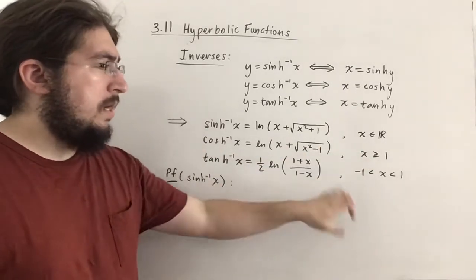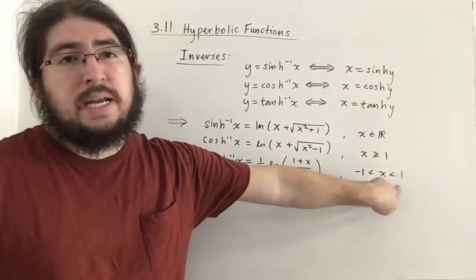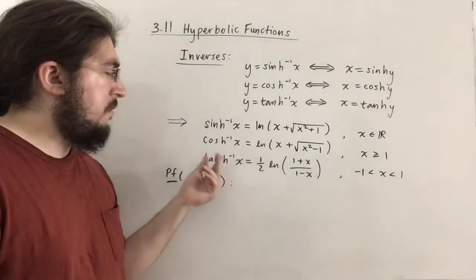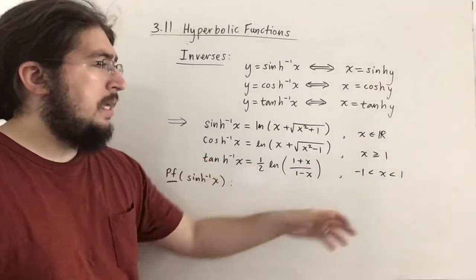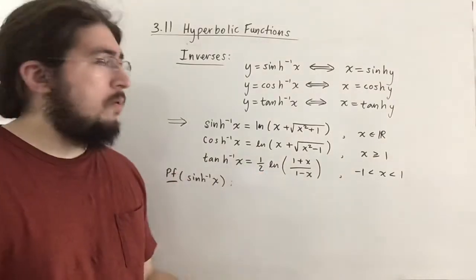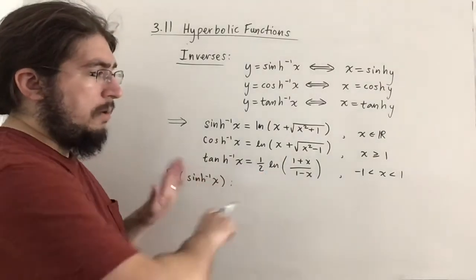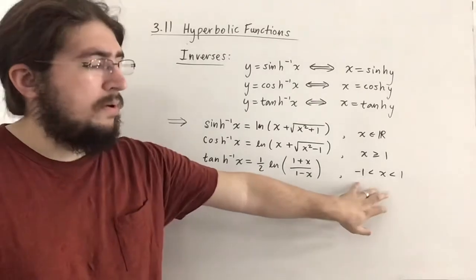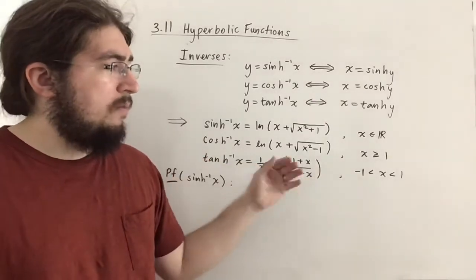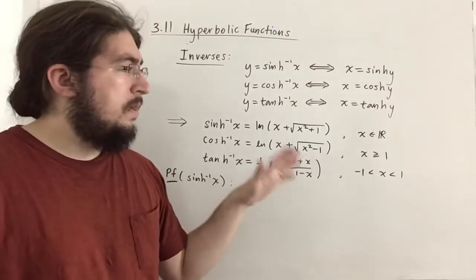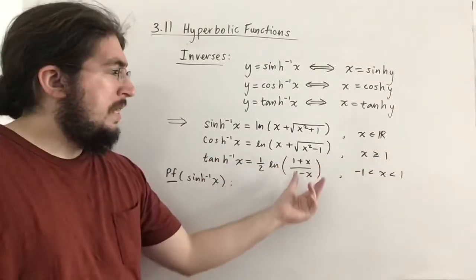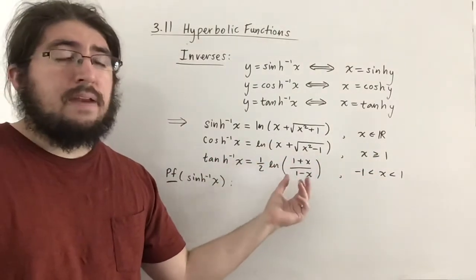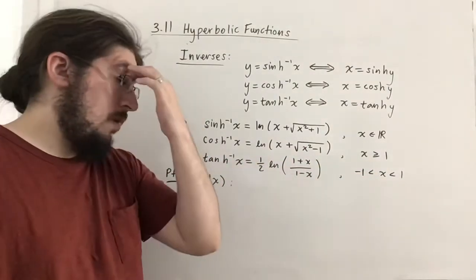Similarly, for this one, we say that x must be in between negative 1 and 1 for the inverse of hyperbolic tangent. That's because if you go out of this region, pick a number that is less than or equal to negative 1, or bigger than or equal to 1, this inside part becomes either negative or 0 or undefined.